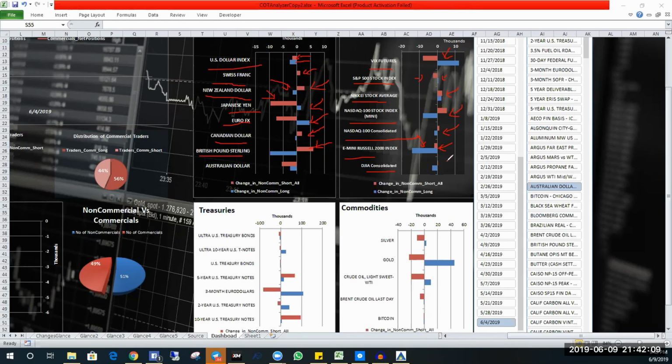For the DJI, you can see just very small short contracts added, and long contracts taken off the table. So the longs were reduced for the Dow Jones. We'll be watching that closely this week. Okay, let's move over to the treasuries market.